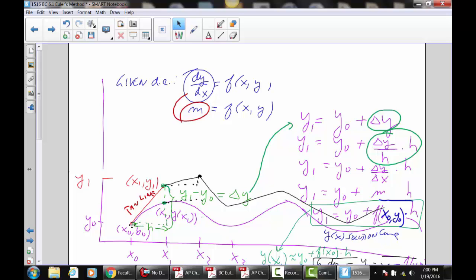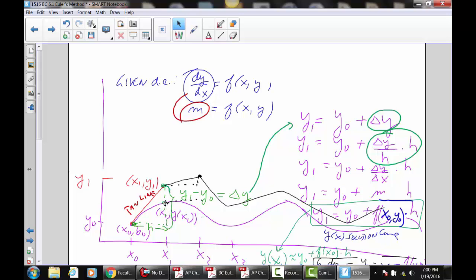So what happens is, at that point, I know what the slope of the tangent line is, because dy dx is actually the slope of the tangent line. I know what the slope of the tangent line is at x0, y0, because they're going to give me a formula for the slope. And I'll be able to draw that slope, and I'll draw it as far to the right as h goes, from x0 to x1.